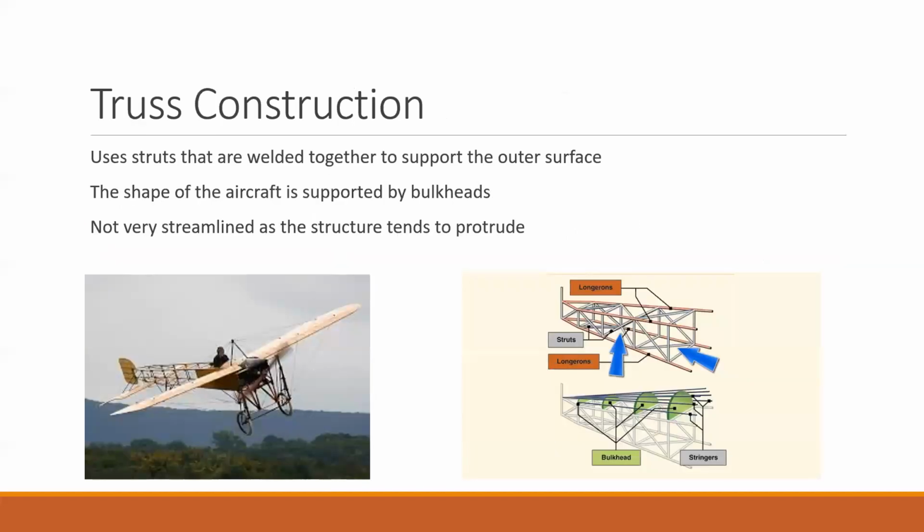So first, the truss type construction. In truss type construction, you have these lines of wood or metal or something that run the length of the aircraft, and then they're connected by more, so that you end up with these sections that are all connected by these struts.